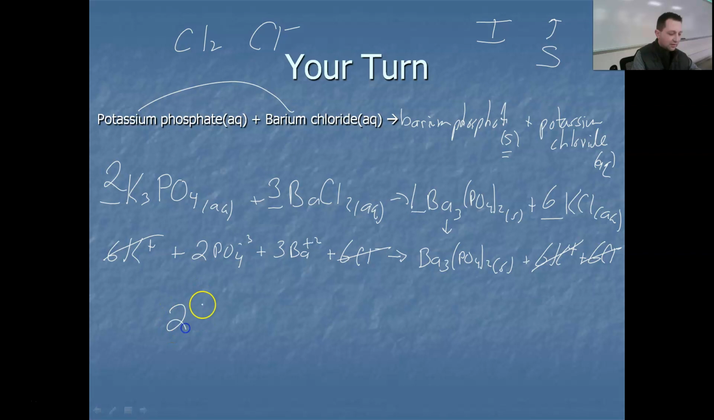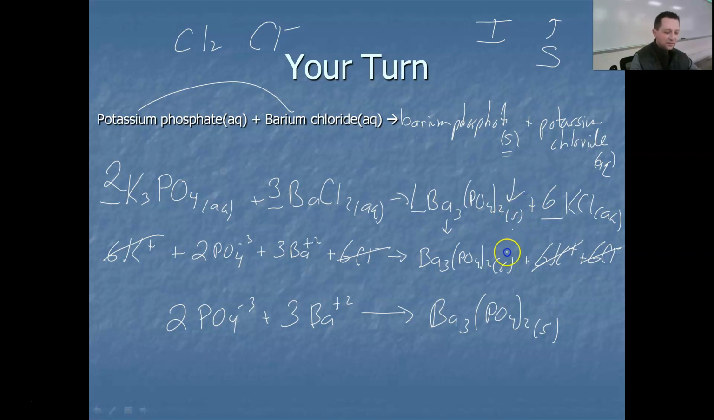So bring down 2 PO4 negative 3 plus 3 Ba plus 2 yields Ba3(PO4)2 solid. That state comes down the whole way. Solid, solid, solid. Gotta be there. Okay, no doubt about it. No excuses for that. It all makes sense now. Look, you have 2 phosphates, 3 bariums. 3 bariums is perfectly balanced, so it works out the right way. Really, really nice once you work it out and get to the end.